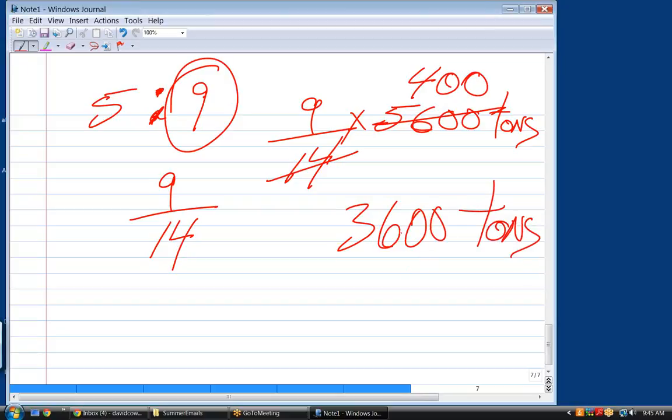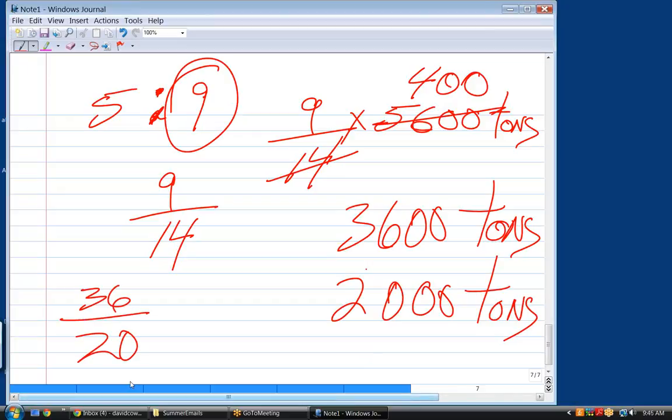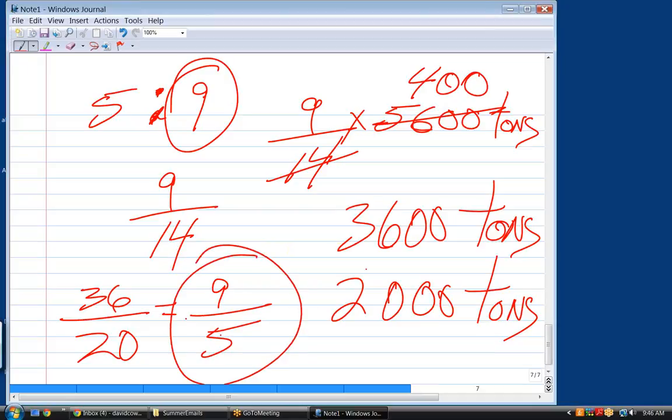Now notice that if the big ship weighed 3,600 tons, the small ship must weigh 2,000 tons, right? Well, is that in a 9 to 5 ratio? Well, that's 36 to 20. Is that the same as 9 to 5? Yeah. 4 goes into 36 nine times, and 4 goes into 20 five times. So there's that 9 to 5 ratio.